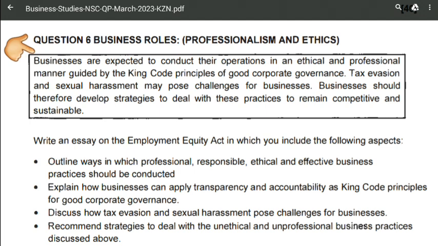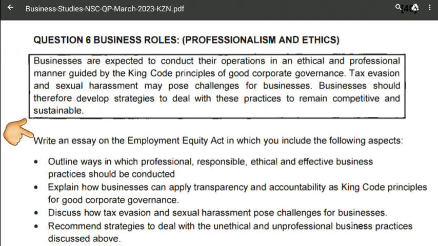It says businesses are expected to conduct their operations in an ethical and professional manner guided by the King Code principles of good corporate governance. Tax evasion and sexual harassment may pose challenges to the business. Businesses should therefore develop strategies to deal with these practices to remain competitive and sustainable. So you can hear that it talks about competitiveness, which they talked about in the scenario before, and in those bullet points they also talked about things like tax evasion and sexual harassment. So it's more of the same topics, but if you needed a variety, you can also do that question as well. What I'm going to give you the structure for is this one.